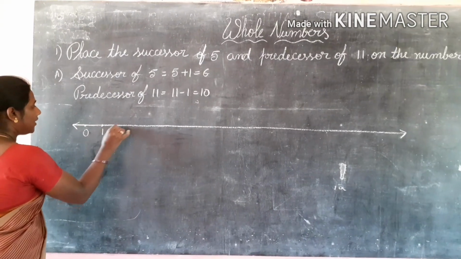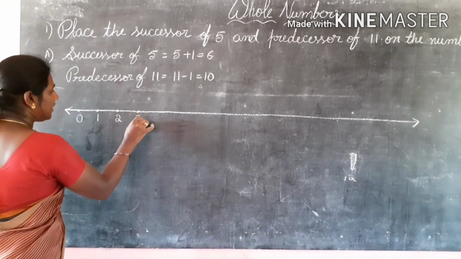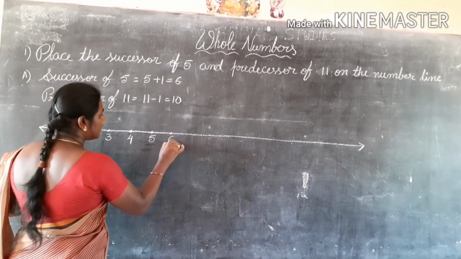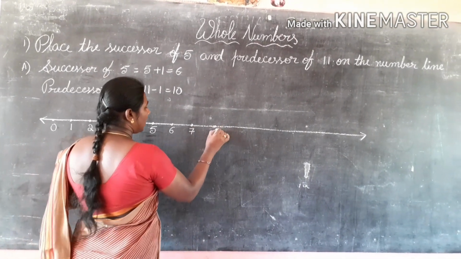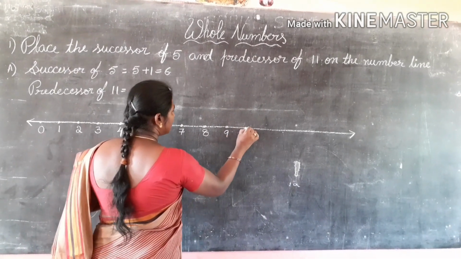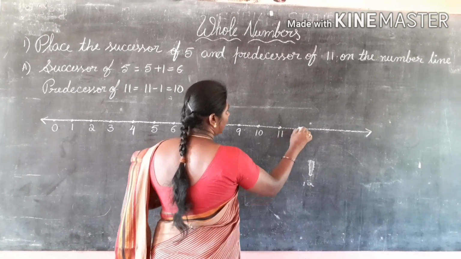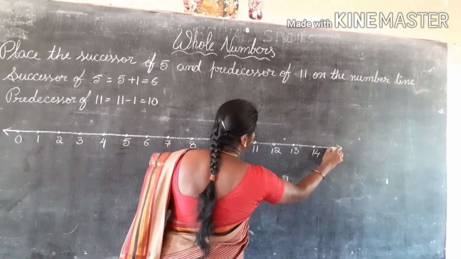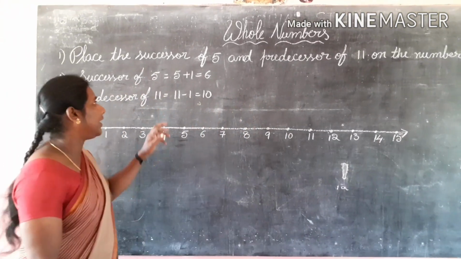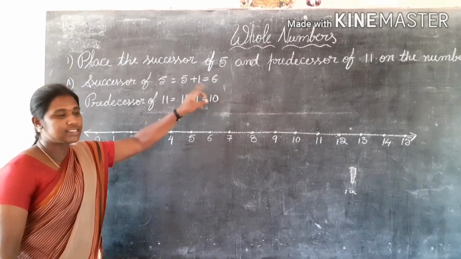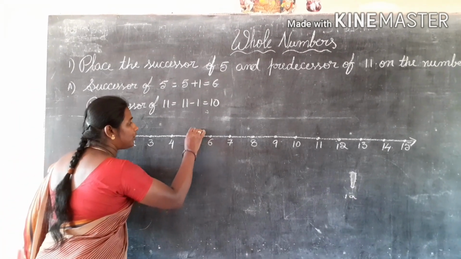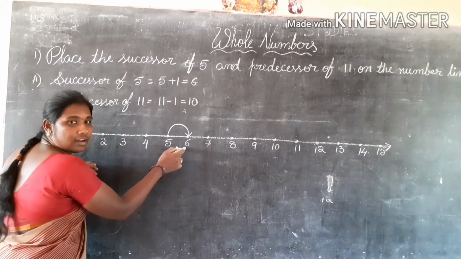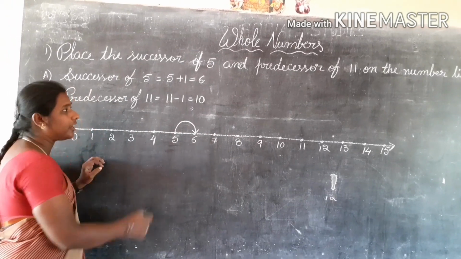Zero, 1, 2, 3, 4, 5, 6, 7, 8, 9, 10, 11, 12, 13, 14, 15. Which ones do we have to place on the number line? Successor of 5 is 6. Then we have to draw the line from 5 to 6. We have to write the successor of 5. Successor of 5 is 6. That's why from 5 to 6 we have to draw the line.